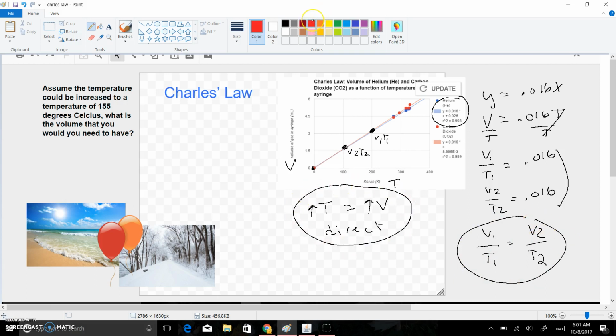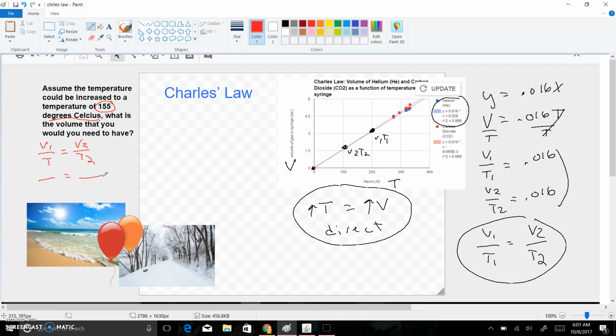So let's apply Charles' Law with a math problem over here. Assume the temperature is increased to a temperature of 155 degrees Celsius. What is the volume that you would need to have? I picked a data point on there. V1 over T1 equals V2 over T2 is our relationship.